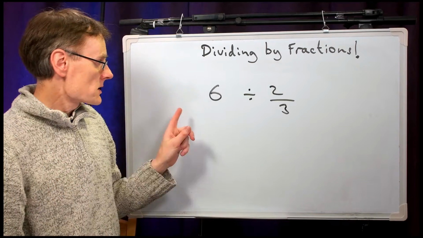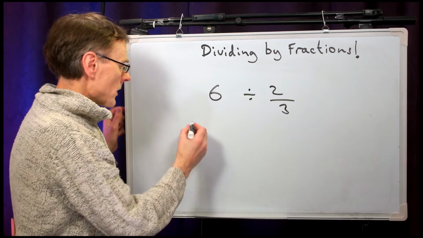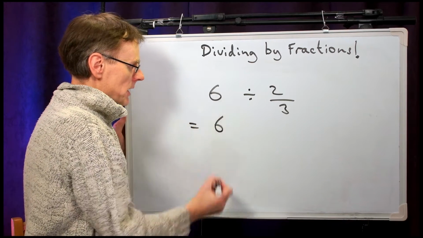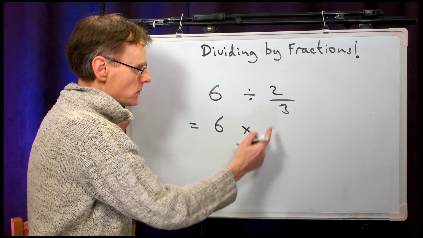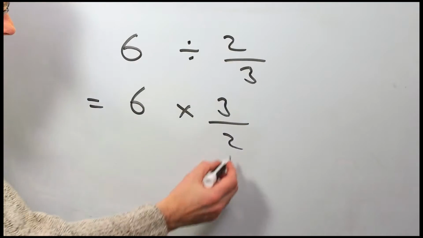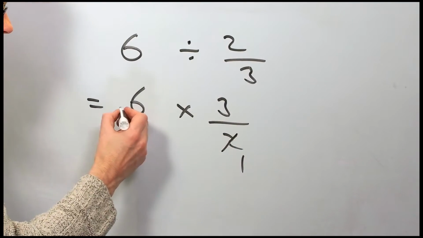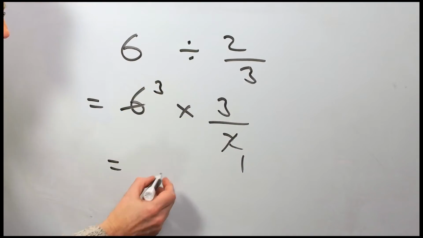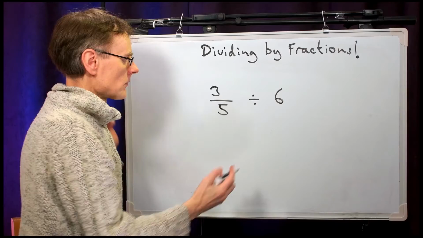Here's another one, 6 divided by 2/3. Well, we're expecting the answer to get bigger. It's the same as 6 times 3 over 2. So we can cancel it down. 2 into 2 goes once, 2 into 6 goes 3 times, so the answer is 9.